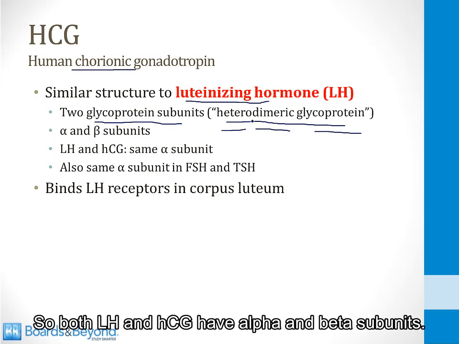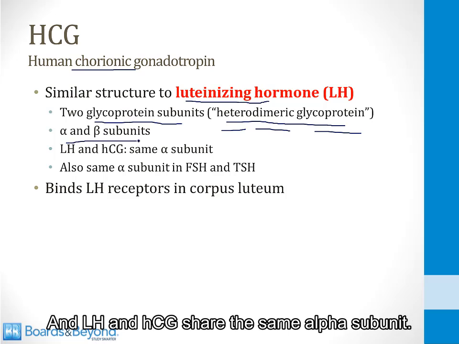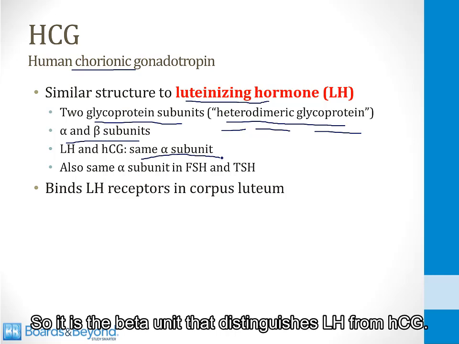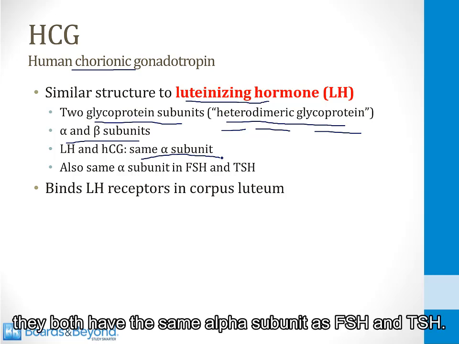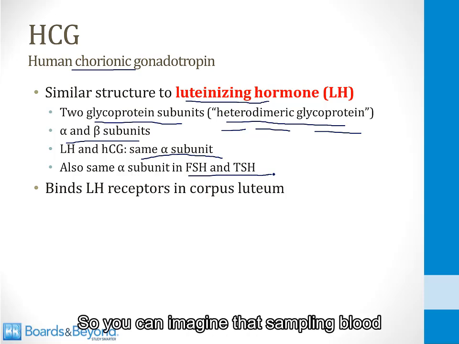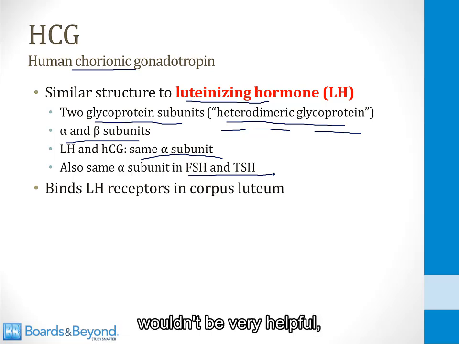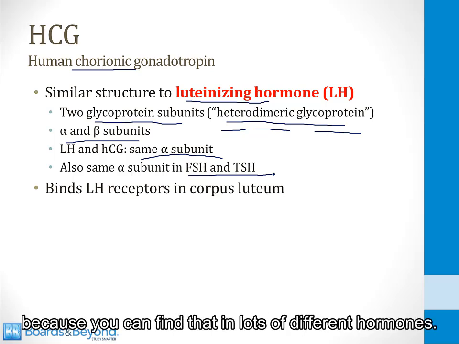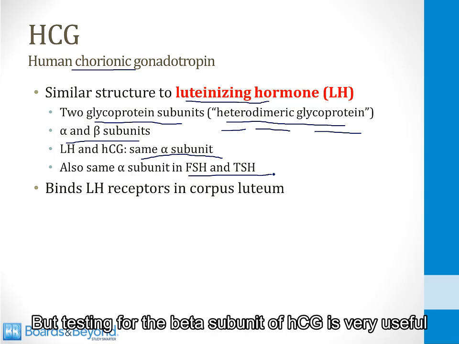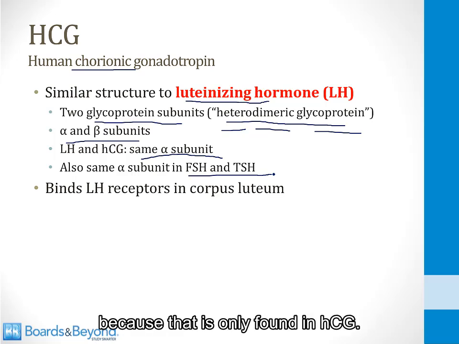So both LH and HCG have alpha and beta subunits, and LH and HCG share the same alpha subunit. So it is the beta unit that distinguishes LH from HCG. And in addition, they both have the same alpha subunit as FSH and TSH. So you can imagine that sampling blood and testing for the alpha subunit of HCG wouldn't be very helpful because you can find that in lots of different hormones. But testing for the beta subunit of HCG is very useful because that is only found in HCG.